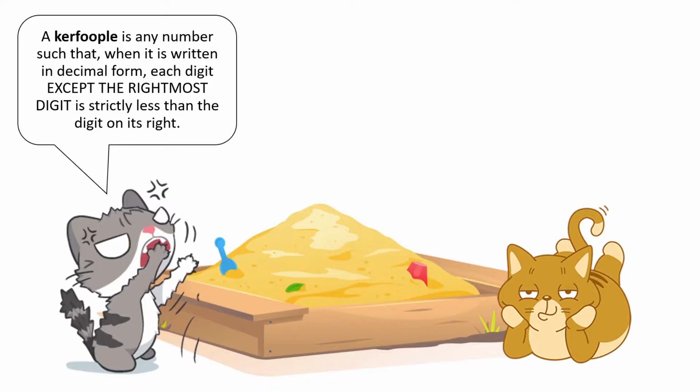Like this. A Curfupal is any number such that when it is written in decimal form, each digit except the rightmost digit is strictly less than the digit on its right. So this definition keeps getting longer and more complicated as your friend is pointing out more and more problems with it.